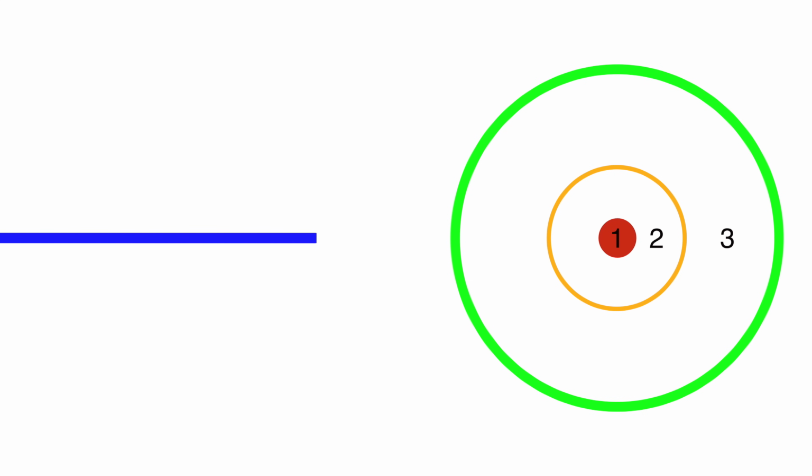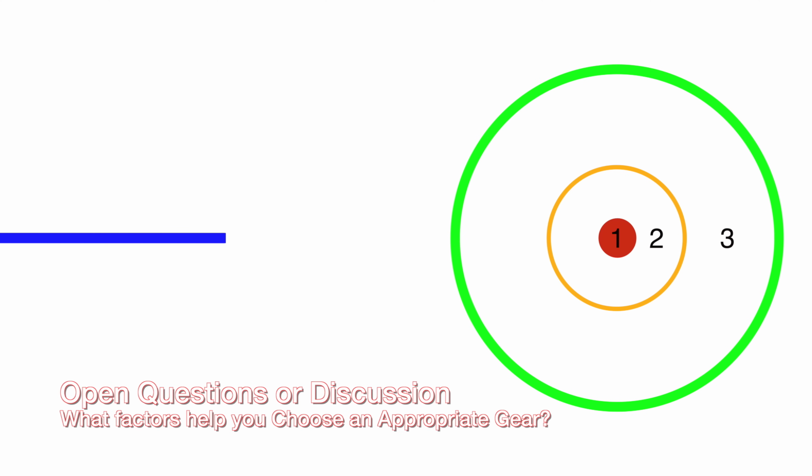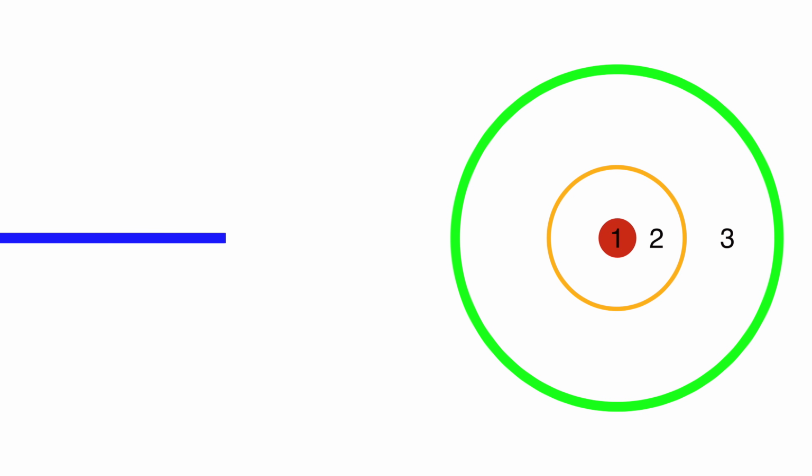Anywhere outside of area 3, you can be starting to ask open questions because you've got much more time. Try to get your pupil to think by maybe asking them what factors help them choose an appropriate gear rather than just which gear they're going to choose.